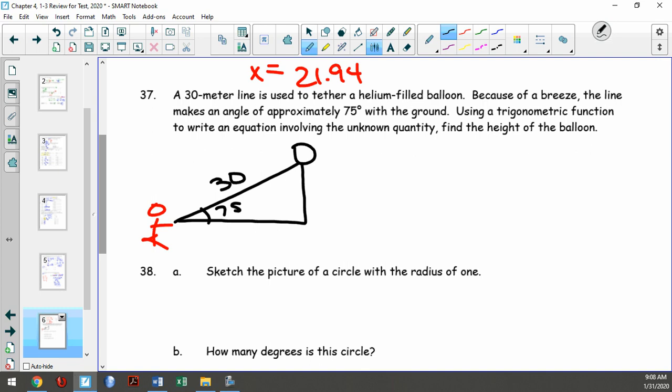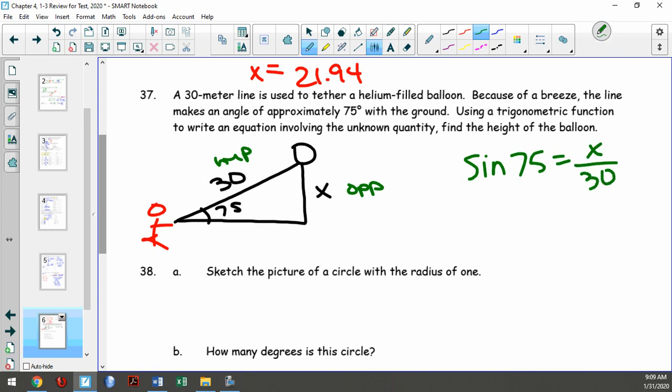It says, using a trigonometric function to write an equation involving the unknown quantity, find the height of the balloon. Well, where's the height of the balloon? It's from the ground to the balloon. That's going to be x. So what trig function? Let's start labeling our lovely little triangle. What's x according to 75? What is 30? So what trig function deals with the opposite and hypotenuse? The sine of 75 is equal to x over 30.